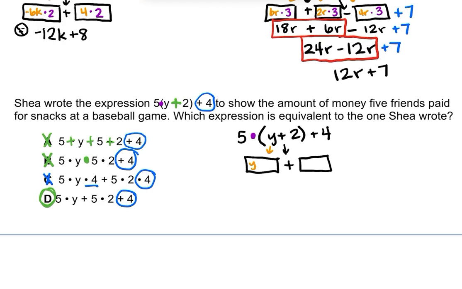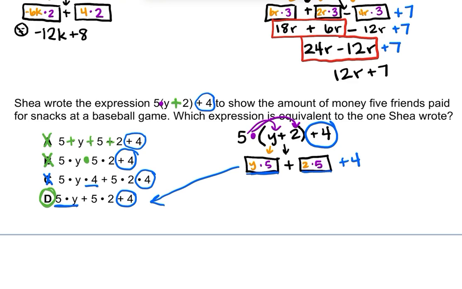I got a Y and a 2. Now I can distribute. I got a times 5 and a times 5. And then we have our plus 4 at the back. And then I don't even need to solve because we have our match right there. Now, we have a Y times 5 and they have a 5 times Y, which we just talked about. You can switch the order of multiplication, so that's okay.